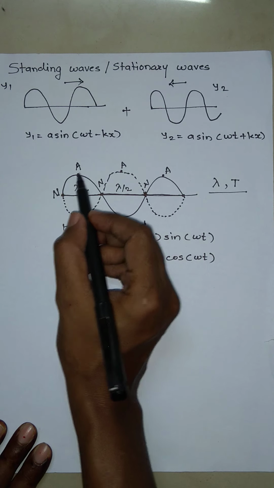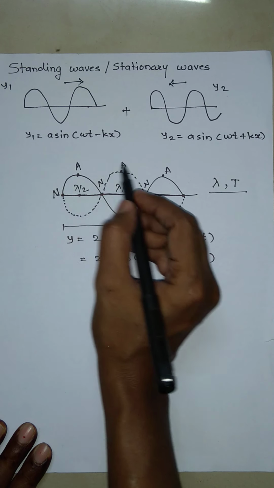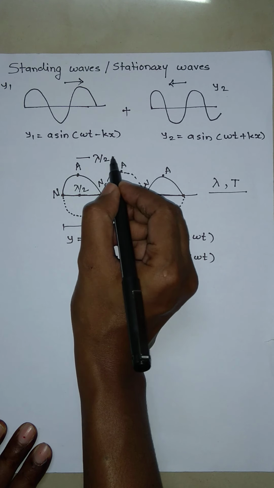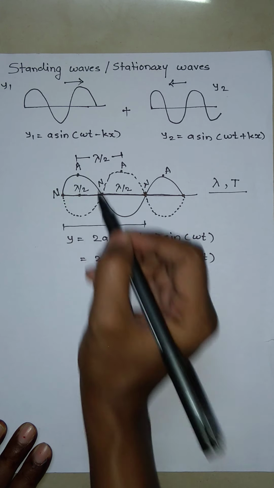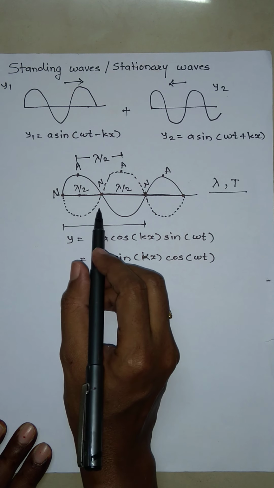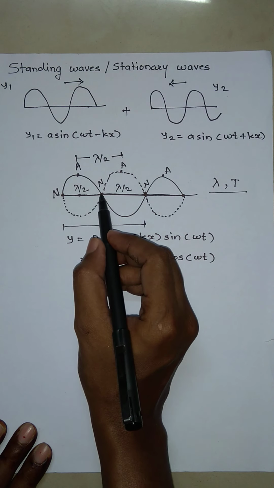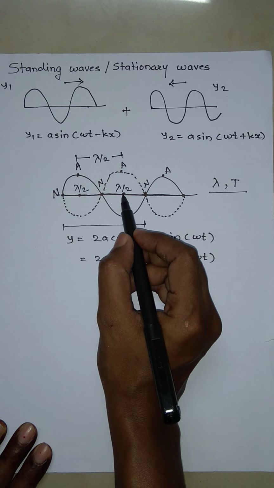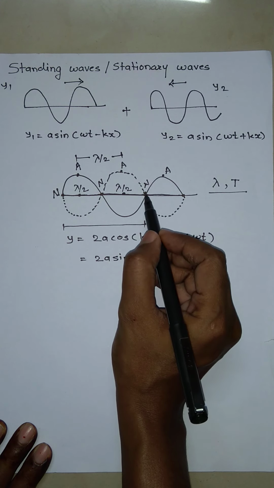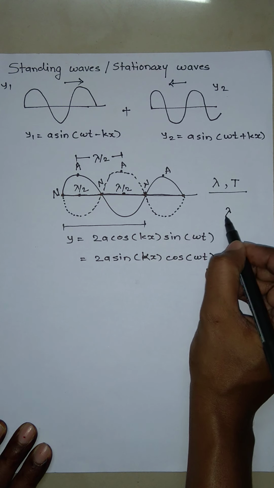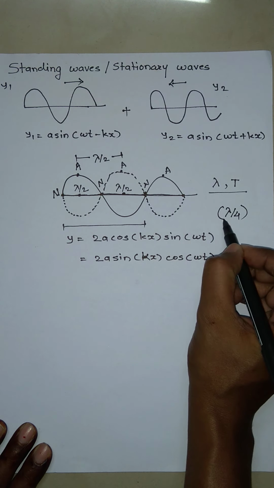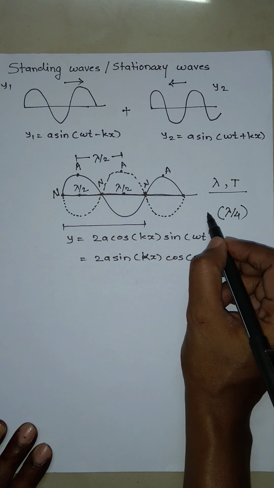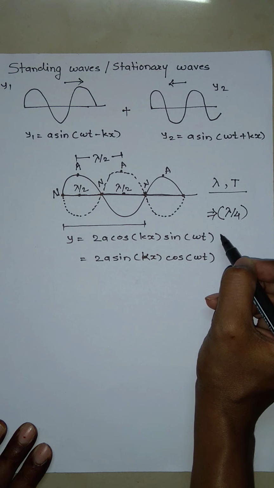The distance between two successive antinodes is again lambda by 2. The distance between a node and a successive antinode, or an antinode and a successive node, is equal to lambda by 4. The distance between a node and a successive antinode is nothing but lambda by 4.